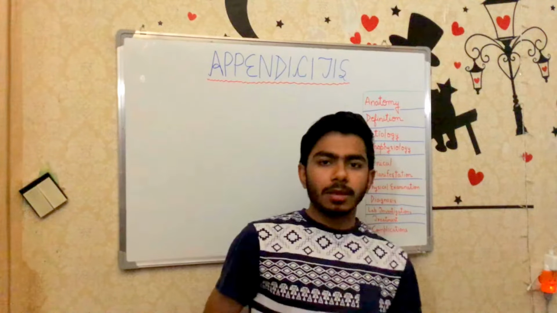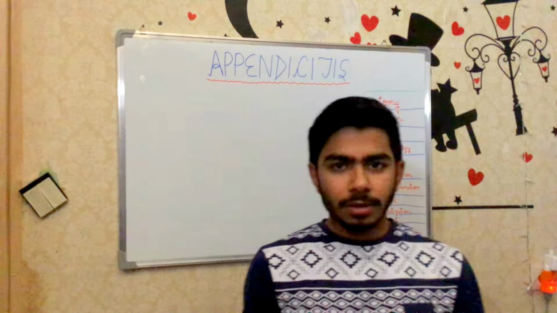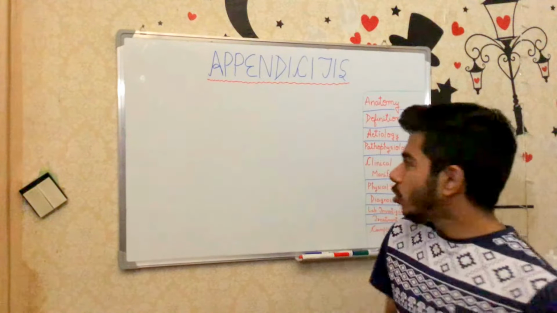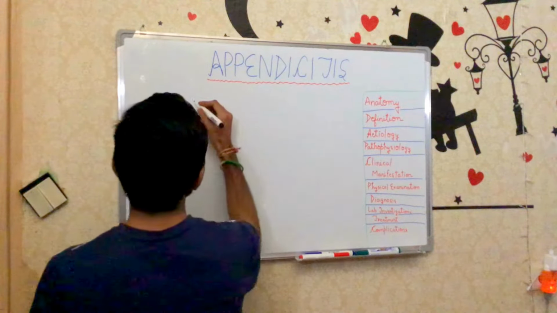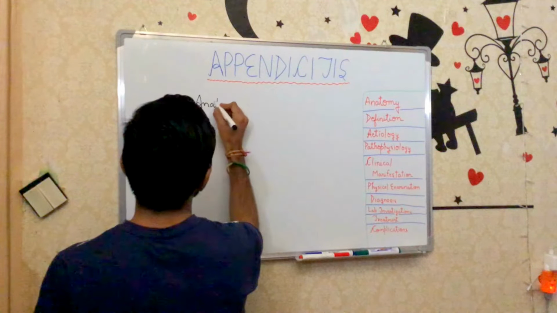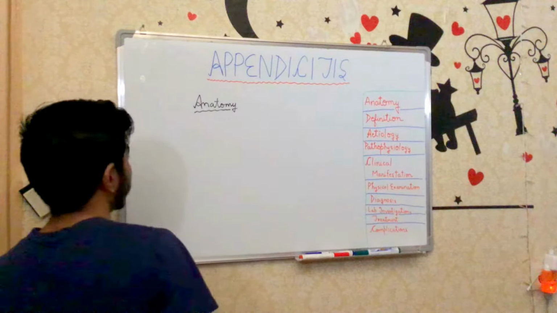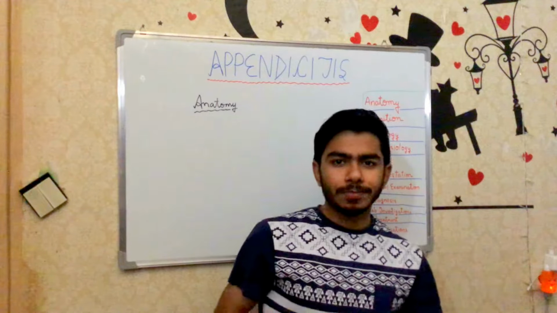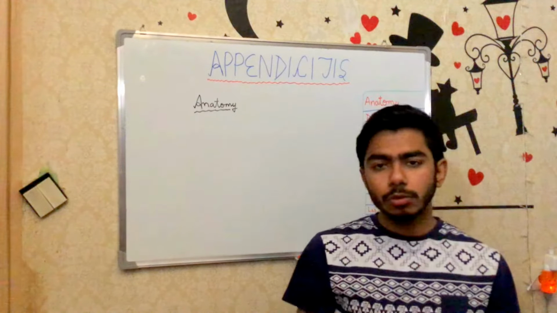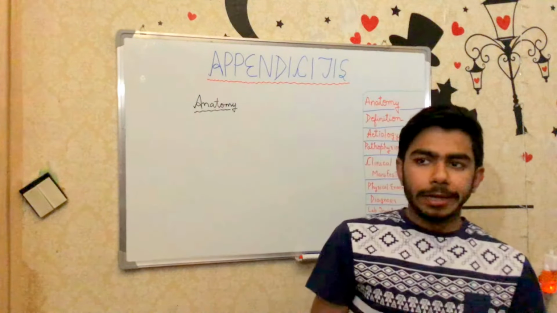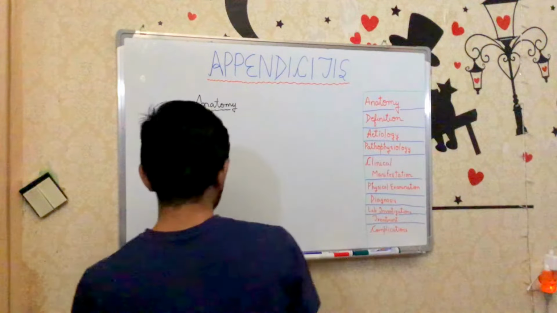So, firstly, before discussing appendicitis, we should know what the appendix is and where it is located. So, let's talk about the anatomy of the appendix. Actually, our appendix is usually 8 to 10 centimeters long on average and ranges from 2 to 20 centimeters. The appendix is a hollow muscular tube which comprises 4 layers. So let's talk about the layers over here.